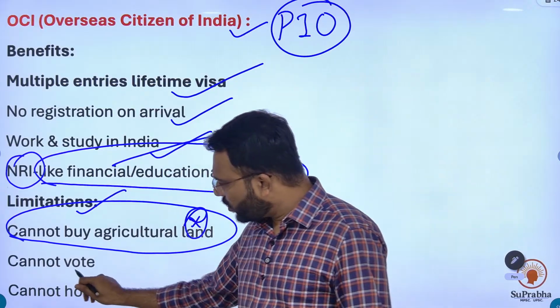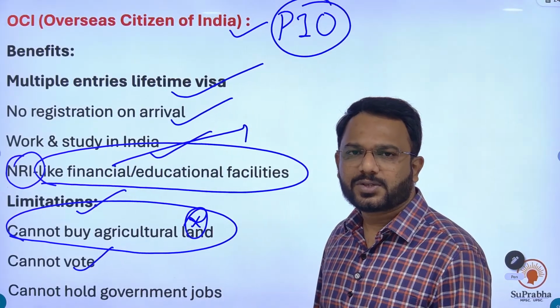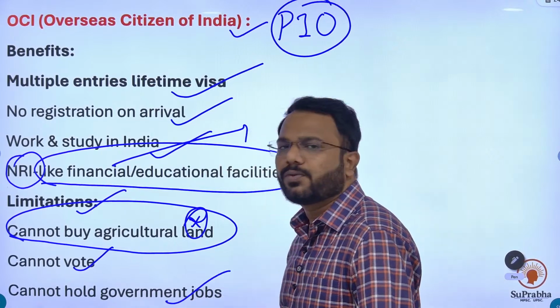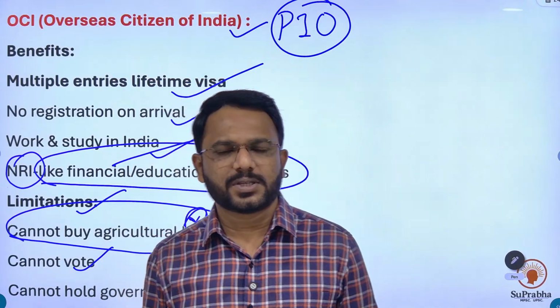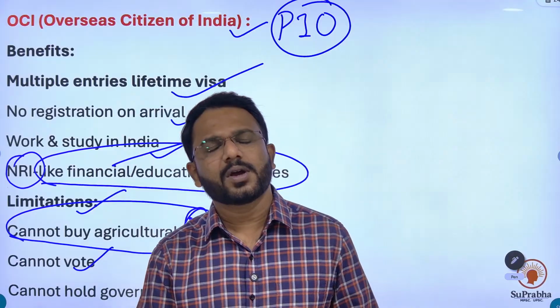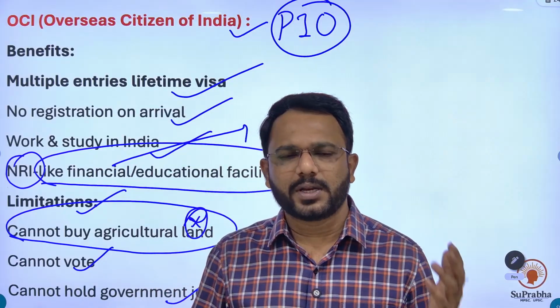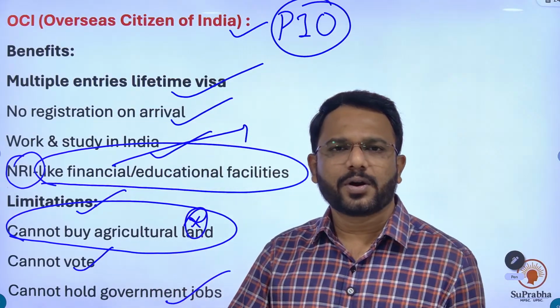They cannot vote in the elections of parliament or state legislature. They cannot hold any government jobs or prestigious positions like president, vice president, governor or chief minister, or become an IAS or IPS, or in case of state services, like deputy collector or DYSP, and so on.